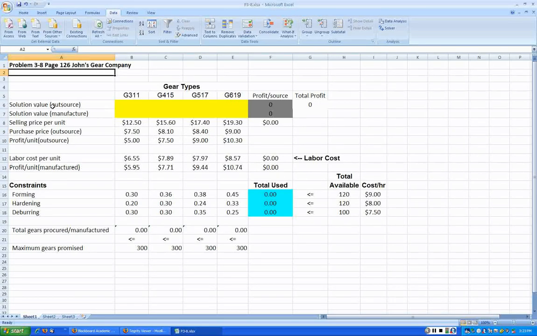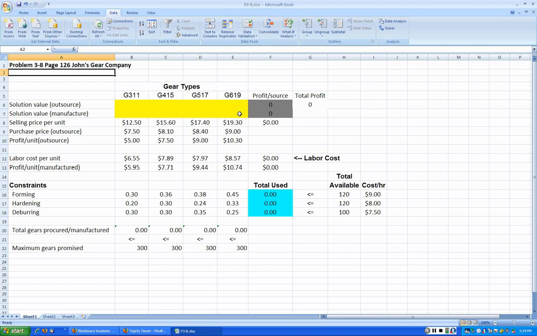Let's say solution value, if we were to outsource it and get it made, that's the row here. Or if he decides to make it in-house, solution value manufacture, that's the second row here. We don't know what is the best combination. We want the solution to tell us when we solve what is the best way for him to go so that he can maximize the profit.